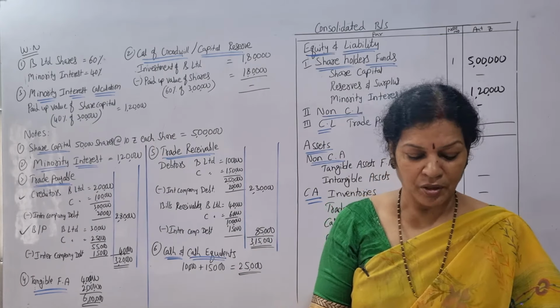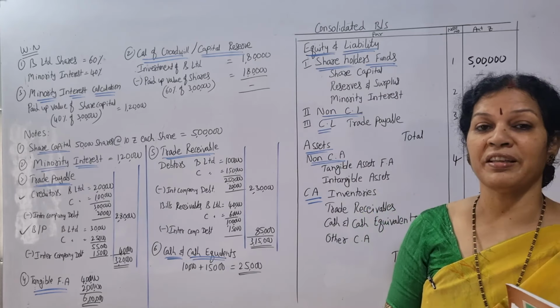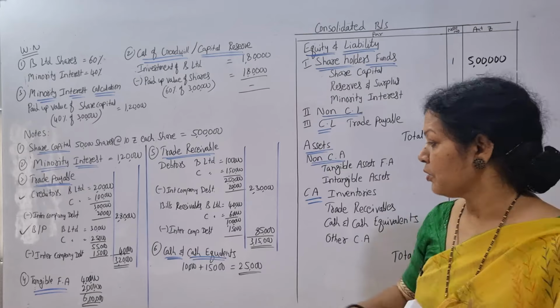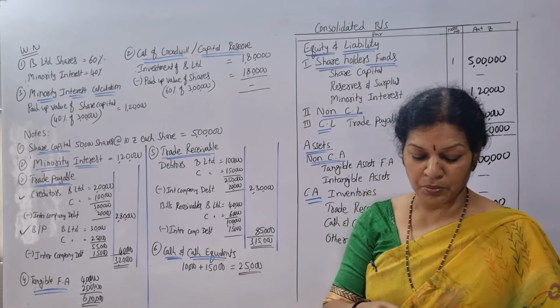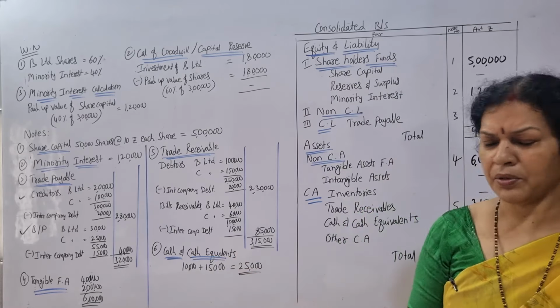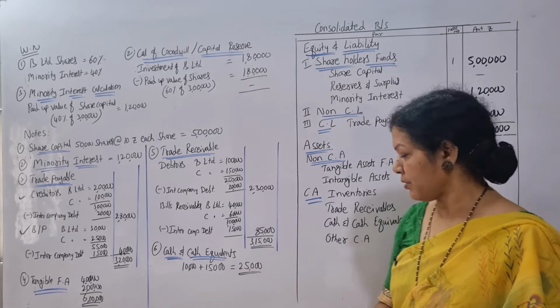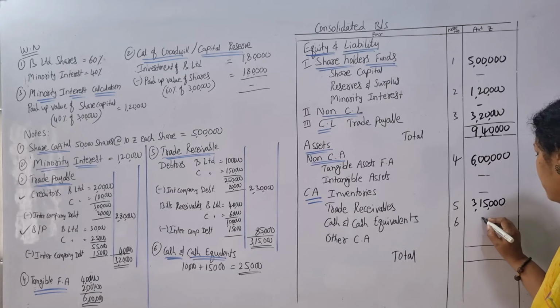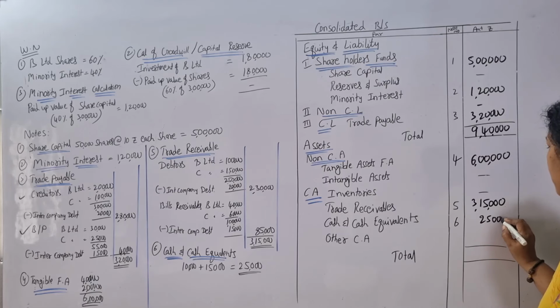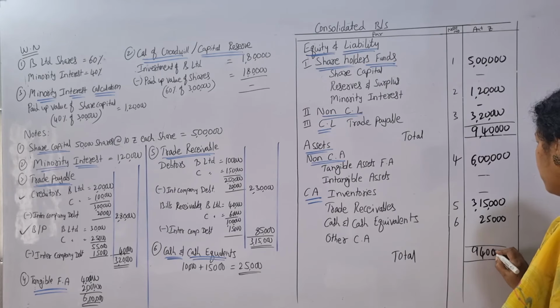Next, after that, cash in hand. Cash in hand means we'll show it as cash and cash equivalents. So we kept a heading cash and cash equivalents. Both are 10,000 and 15,000, which comes to 25,000. 25,000 we'll write here. If we total up, this is also 9,40,000.